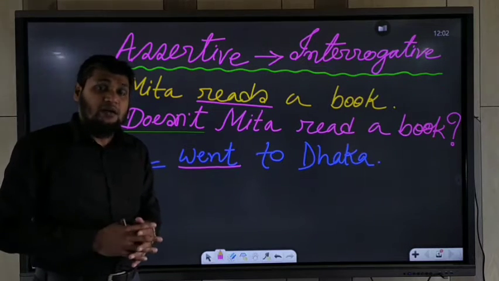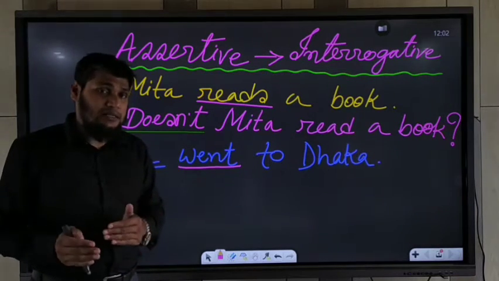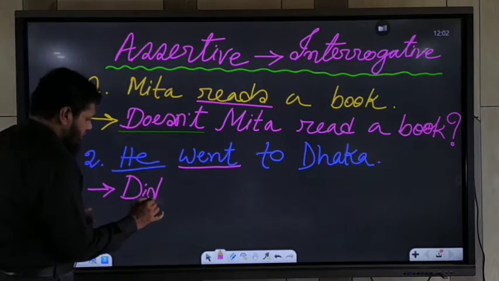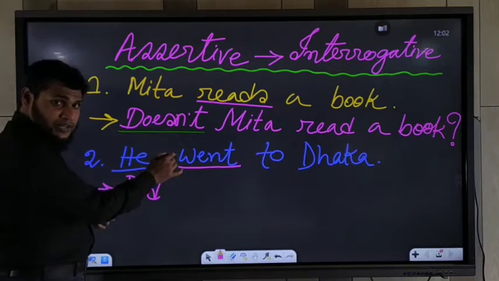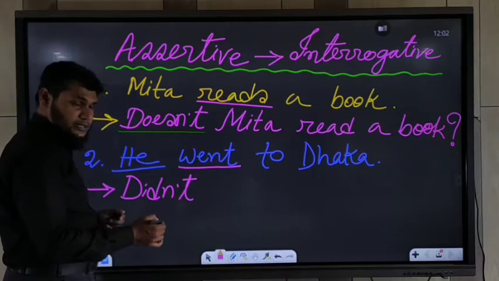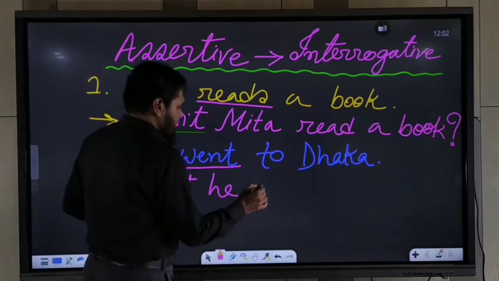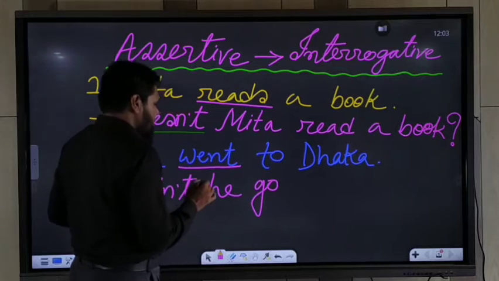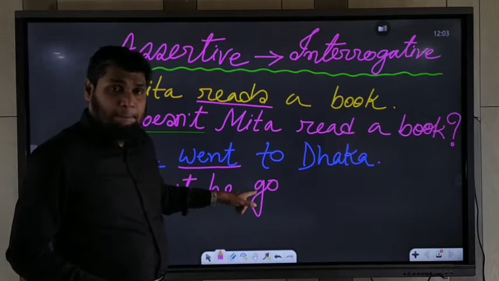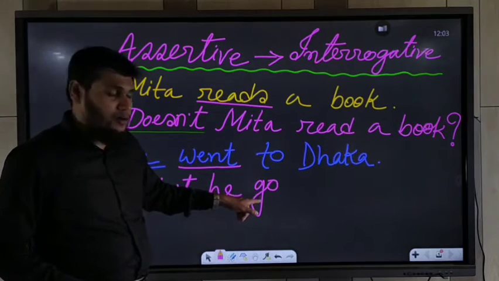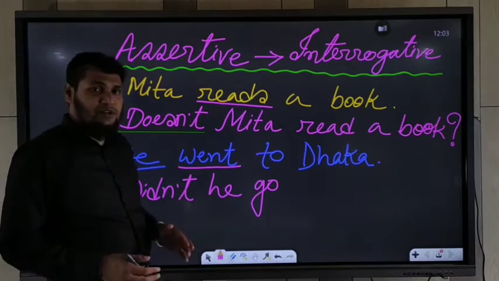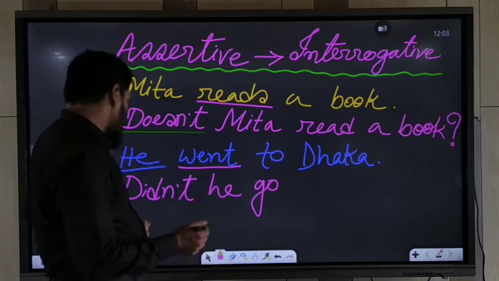You know that did is the auxiliary verb of past indefinite tense. So you should use did. And the sentence is in affirmative form, so you should use negative form. Didn't he go? You should use the base form or present form of the main verb. Someone says verb 1. Okay.